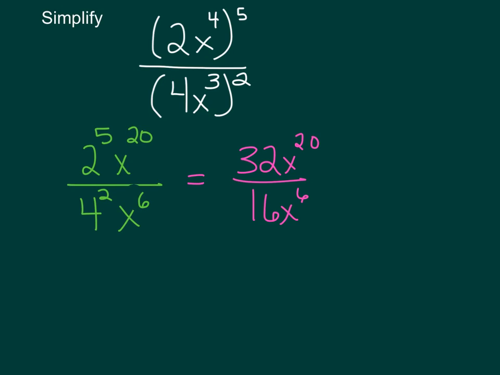So now I'm going to take it in my other step, which is 32 over 16, leaves me with a 2 on top. X to the 20th with an x to the 6th on bottom leaves me with an x to the 14th. So my final answer is 2x to the power of 14 for my final simplified version.